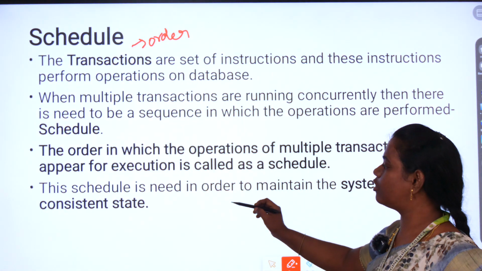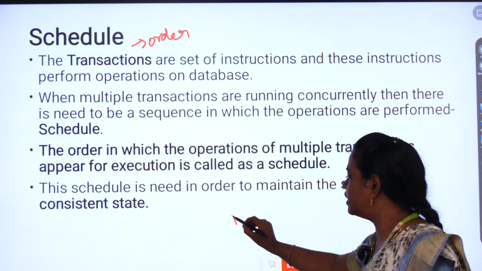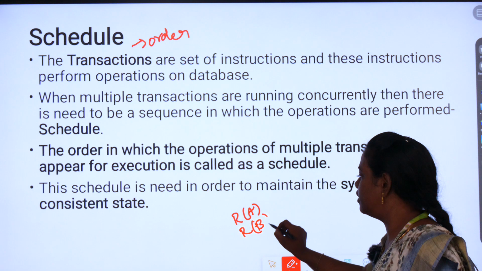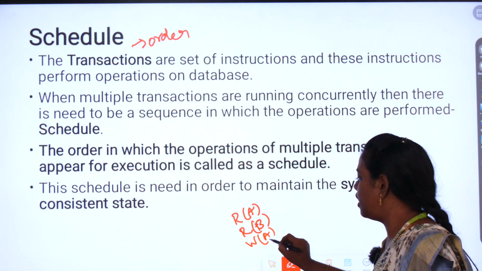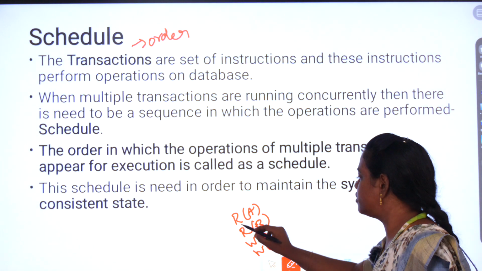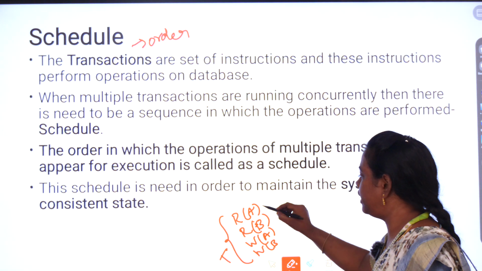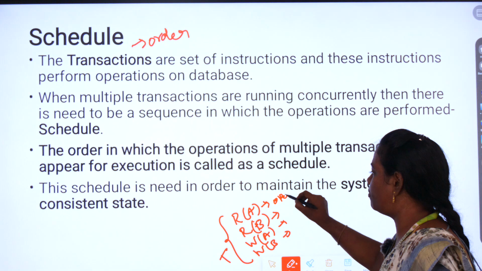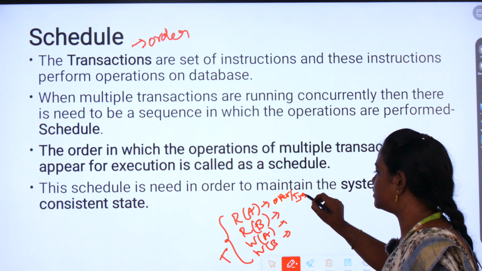In DBMS, we call a transaction a schedule. Consider read of A and then read of B and then write of A and write of B. This is your transaction. Here each and every line is an operation. Operations are nothing but instructions.